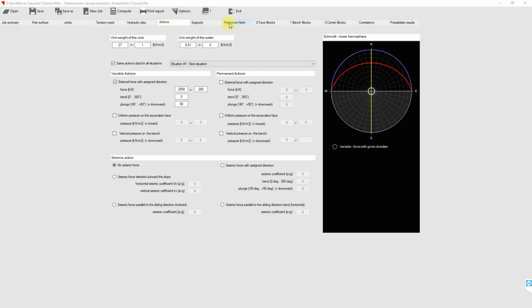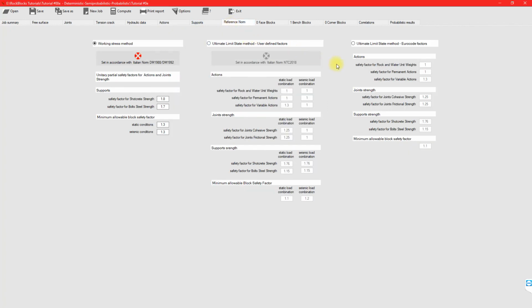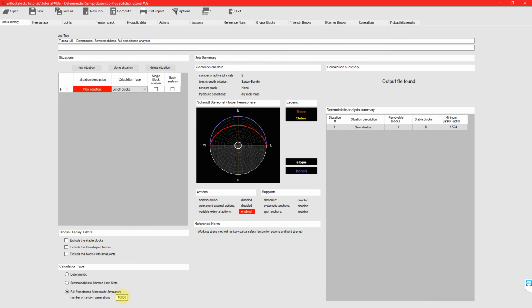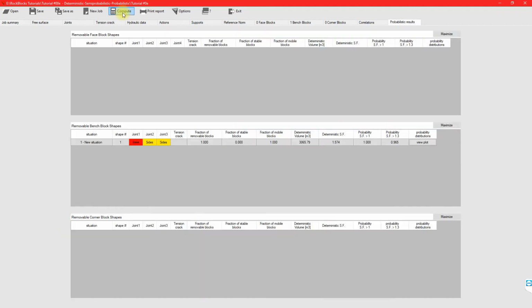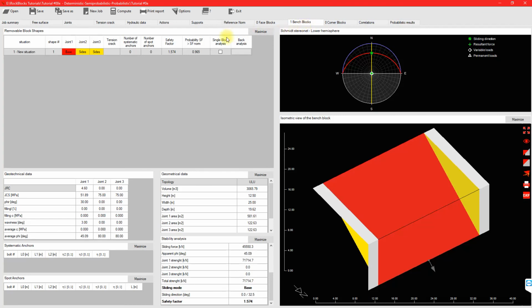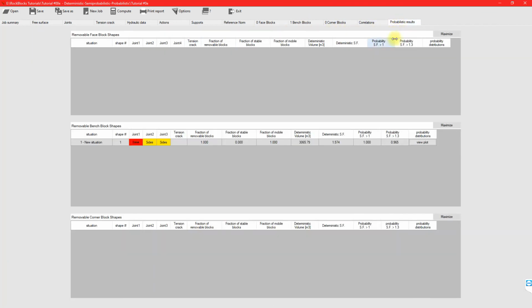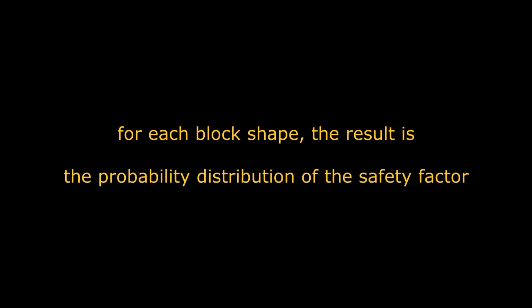Then, the working stress calculation method is used to compute the safety factor of each random generation of each block shape. For each block shape, the result is the probability distribution of the safety factor.